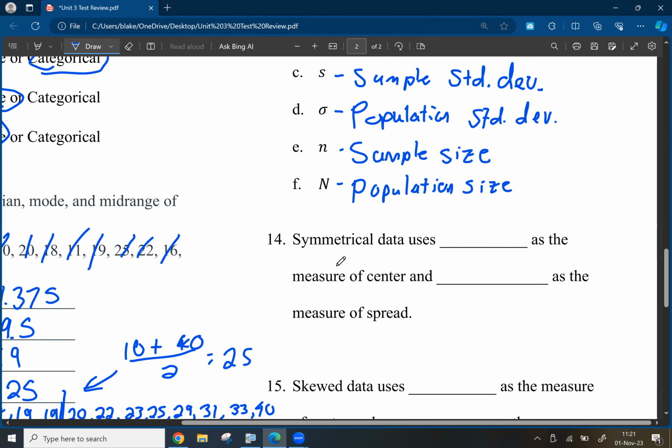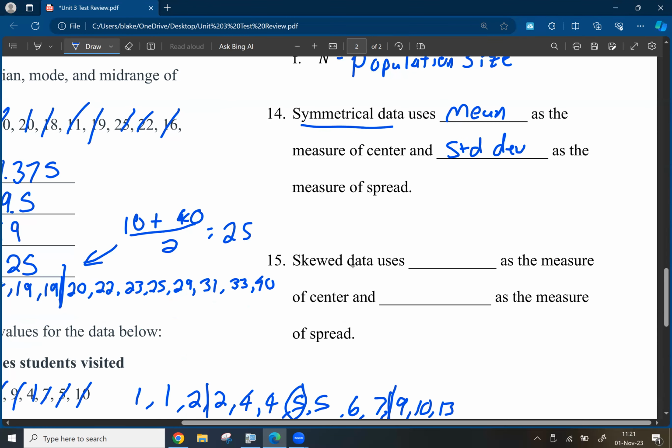All right, symmetrical data uses blank as the measure of center and blank as a measure of spread. It will use mean as the measure of center and standard deviation as its measure of spread if it's symmetrical. Skewed data will use the median as its measure of center and IQR as its measure of spread.